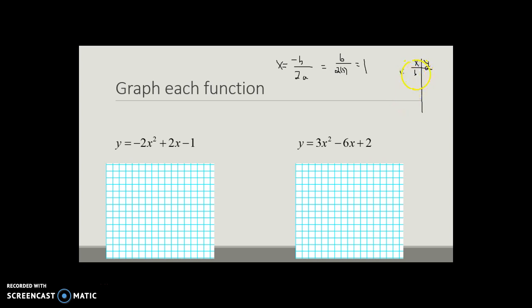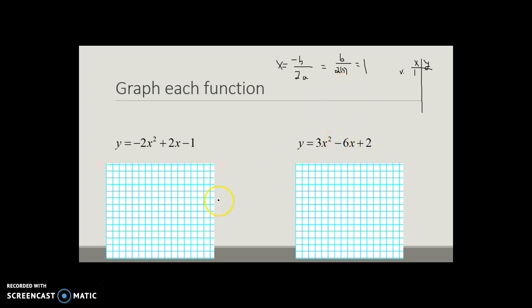Okay, and I have to take this number and put it into the quadratic equation, 3x² − 6x + 2, and we have to follow order of operations. All right, so what I do is I'm going to square 1, multiply it by 3. I'm going to multiply 1 by negative 6, and then I'm going to add or subtract all those numbers.